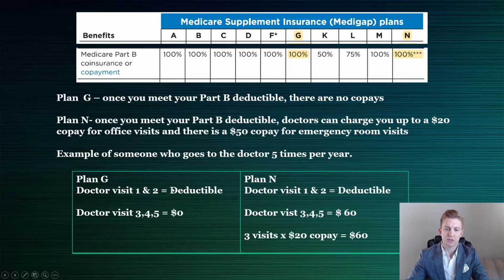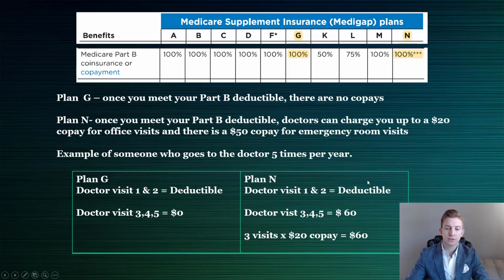As of 2020, again, that's $198 this year. Once you meet that doctor deductible on Plan G for visit 3, 4, and 5 throughout the year, you won't pay anything. It's all covered at 100%. Alternatively, on Plan N, you have doctor visit 1 and 2, again, would also go towards your deductible.